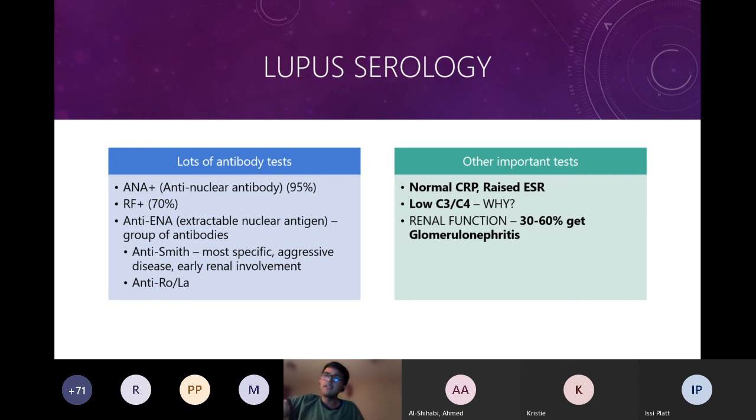And do not forget renal function, because 30 to 60% of patients will get glomerulonephritis, and it's pretty horrific. Just remember to be specific. Complement is low because it's used up by immune complexes, not due to chronic inflammation alone. Other conditions also cause chronic inflammation, but they have normal C3, C4.